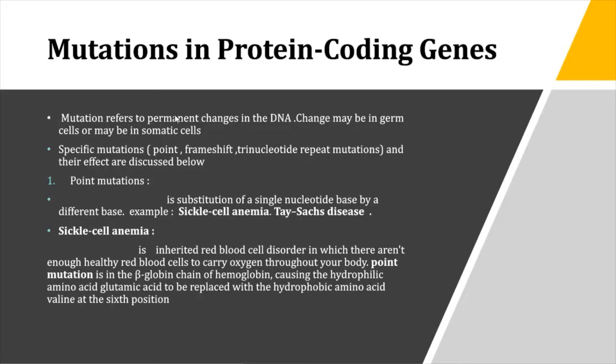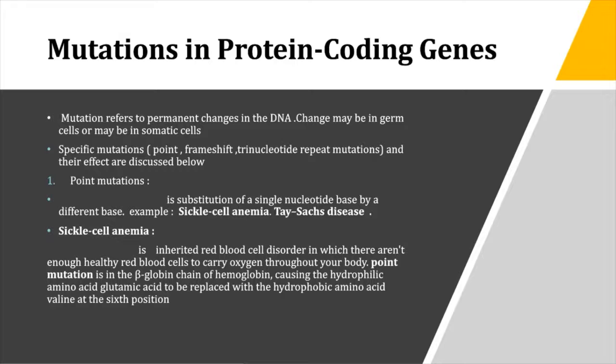Next is mutation in protein coding genes. Mutations refer to permanent changes that occur in the DNA sequence, and that change may be in germ cells or in somatic cells. If mutations occur in germ cells, they can be inherited by the next generation, and if mutations are in somatic cells, they are not inheritable. Basically there are three mutations we should look at: point mutations, frameshift mutations, and trinucleotide repeat mutations.